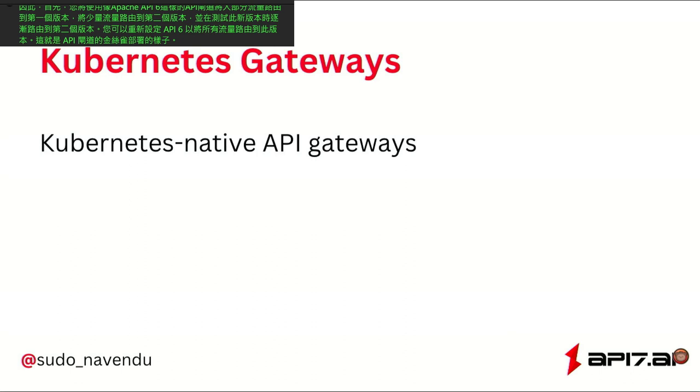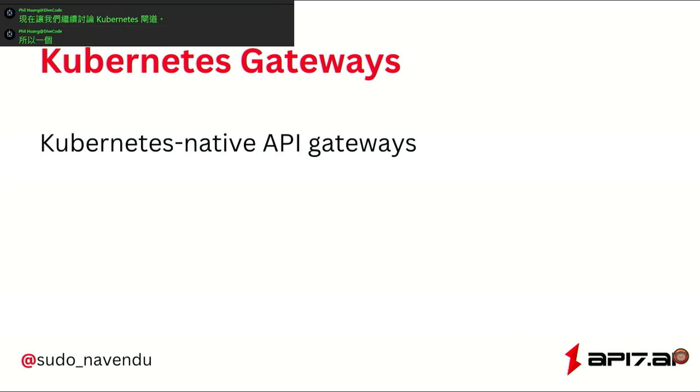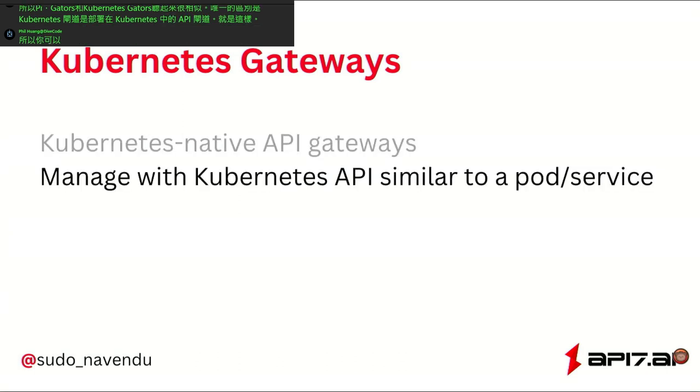So let's move on to Kubernetes gateways. API gateways and Kubernetes gateways sound similar. The only difference is that Kubernetes gateways are API gateways which are deployed in Kubernetes. That's it. So you can use the Kubernetes API to configure these API gateways. You deploy an API gateway in Kubernetes, and you use kubectl commands, like you configure a pod or a service, and you use that to configure the API gateway. That's the only difference here.